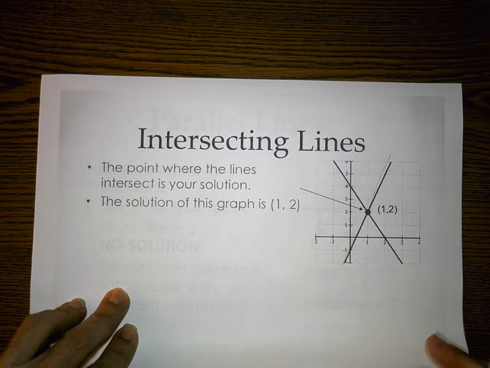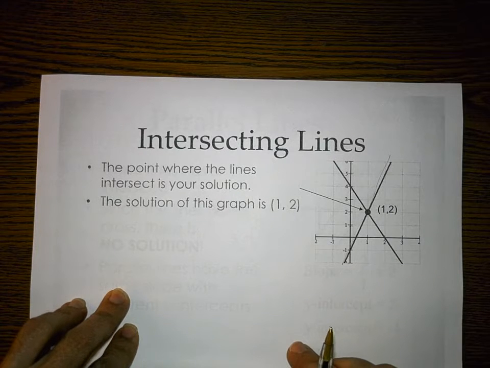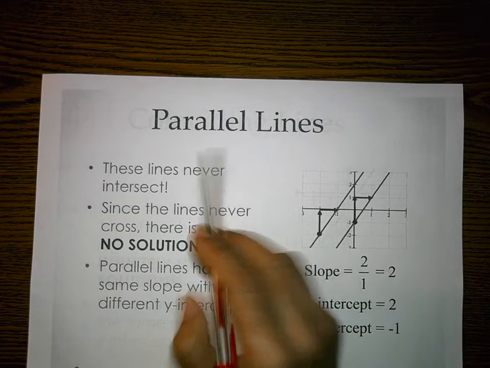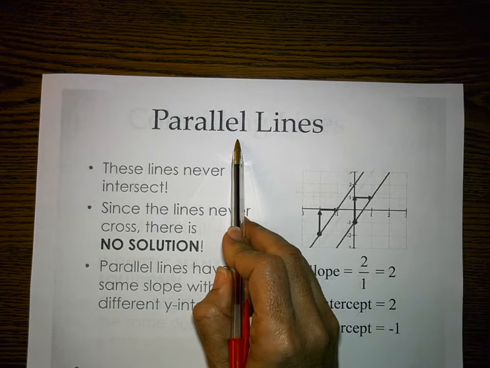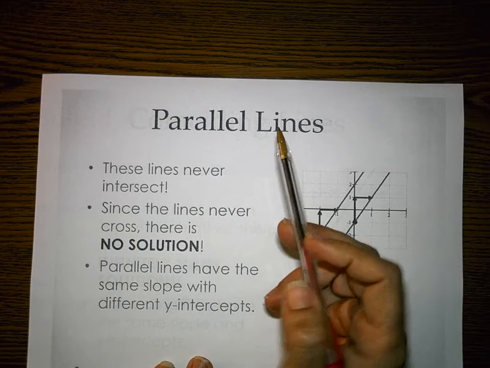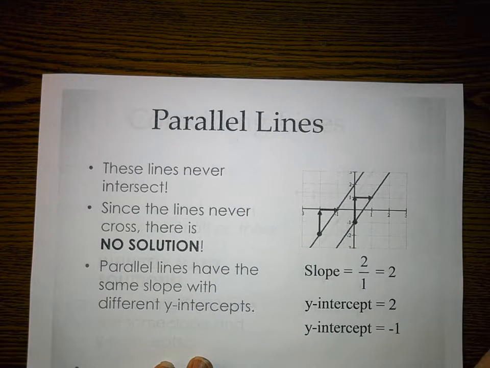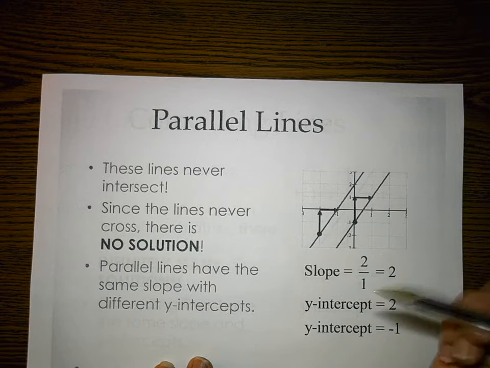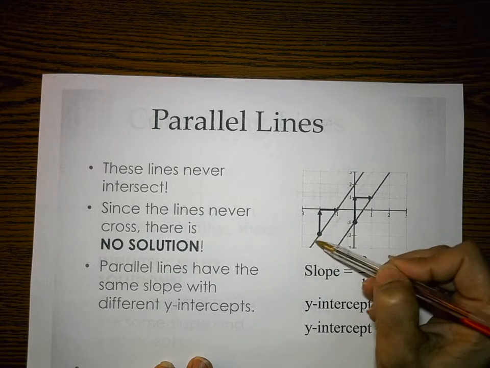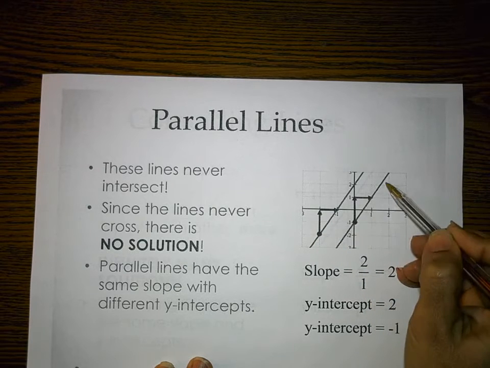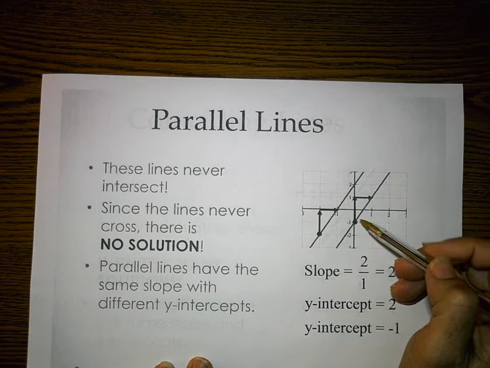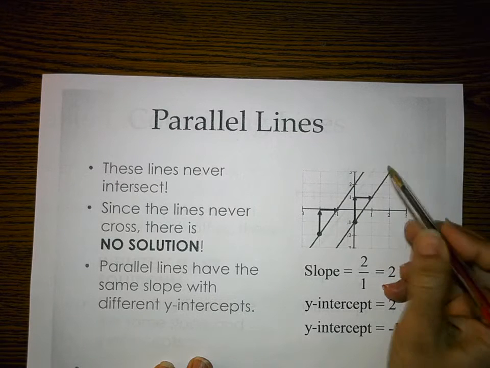But how about if 2 lines never intersect? If 2 lines never intersect, that means they are parallel. Like 2 streets, they're parallel to each other and they never, ever intersect. If you're familiar with Fresno and Clovis, you know that Herndon and Alluvial are parallel streets. They never intersect. It's the same thing here. There's no solution for these 2 lines because they're never going to meet each other.